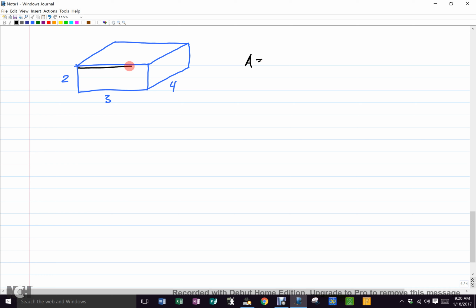There's this rectangle, yes? Which is what? 2 times 3, right? And then there's this rectangle, right? How far is this? 2, and this is 4. So there's plus 2 times 4, yes? Plus, what's this big one up here?